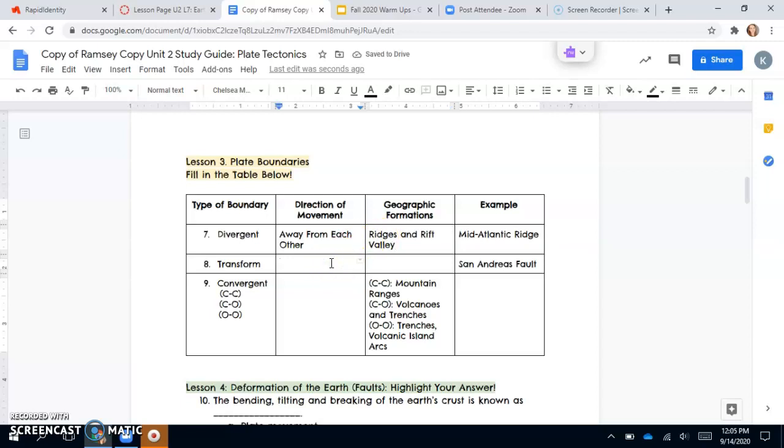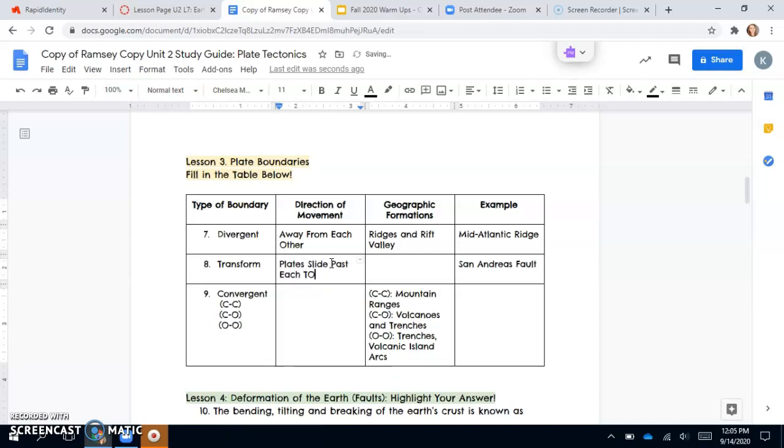With a transform boundary, we get movement side to side. So plates will slide past each other. And again, all these pictures as well are in your notes from lesson number 3. Geographic formations or geographic consequences, here we get earthquakes. Okay, so remember, the movement of these plates sliding past each other will cause the earthquakes.